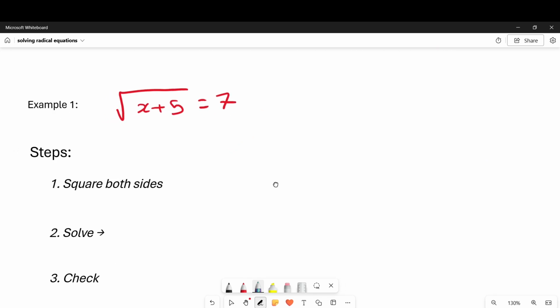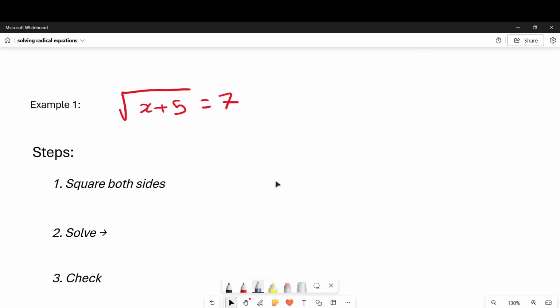Example number 1, root of x plus 5 is equal to 7. Let's check. The first step is to square both sides. There is no need to isolate, because the square root term is already on the left hand side, the right hand side has no square root, and the left side has no other variables or terms. So you can directly square both sides. Why? Because it's a square root, so you can square both sides.